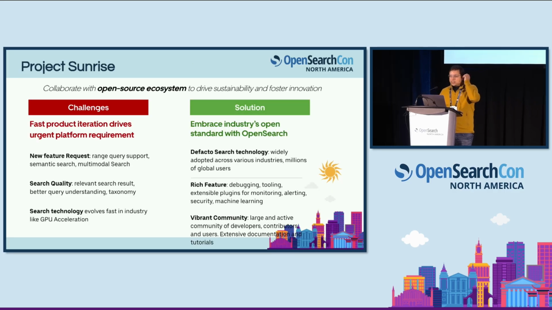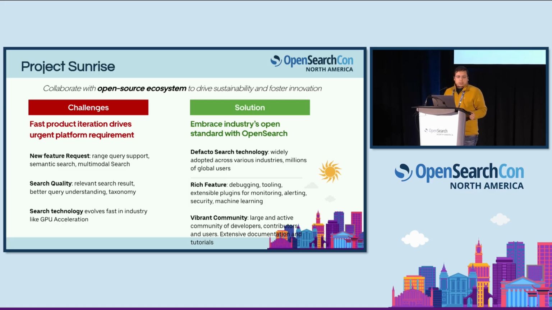This was great until early 2024, but we started seeing two big challenges. Number one was we were not able to keep up with the speed of new feature requests coming from our product teams. And number two was there are a lot of systemic improvements going on, especially in the space of semantic search, that we were not able to create within this siloed ecosystem.